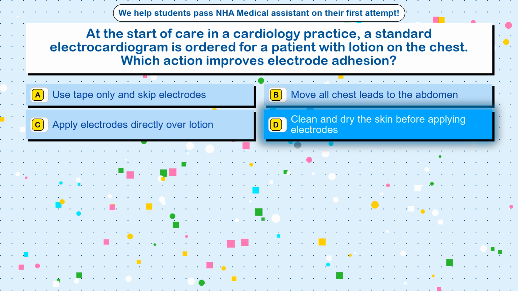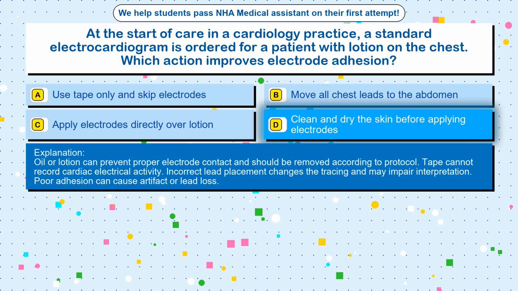The correct answer is option D. Clean and dry the skin before applying electrodes. Oil or lotion can prevent proper electrode contact and should be removed according to protocol. Tape cannot record cardiac electrical activity. Incorrect lead placement changes the tracing and may impair interpretation. Poor adhesion can cause artifact or lead loss.